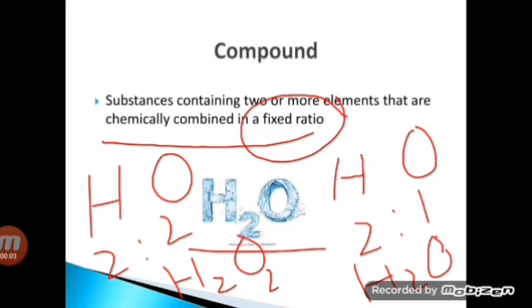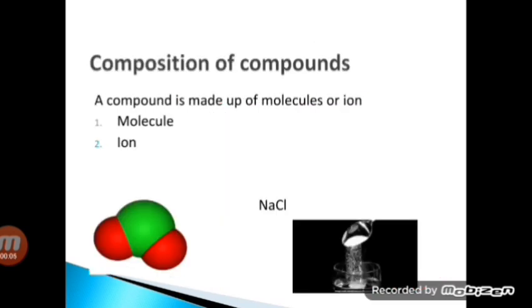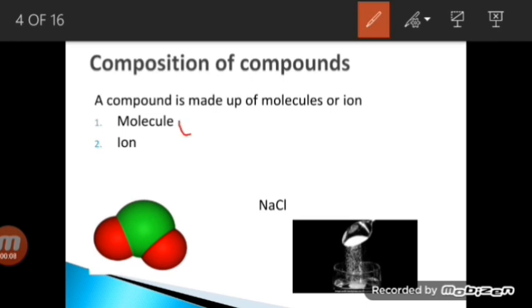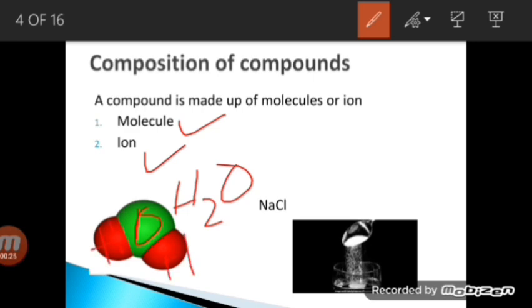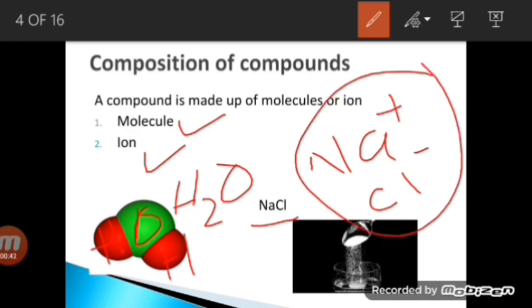So what is the composition of compounds? Compounds are composed of either molecules or ions. Ions are basically electrically charged particles. They are composed of a positive ion and a negative ion. This is an example of a molecule. Here, one oxygen is connected with two hydrogen atoms and it's a triatomic molecule. Next is sodium chloride. It is composed of two ions, sodium ion and chloride ion. Both of them are connected with one another with the help of ionic bonding. So this is how a compound will be formed with the help of ions.